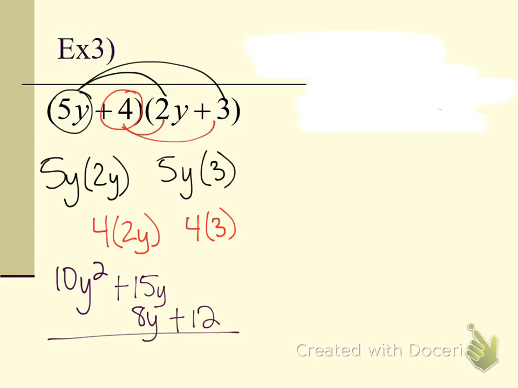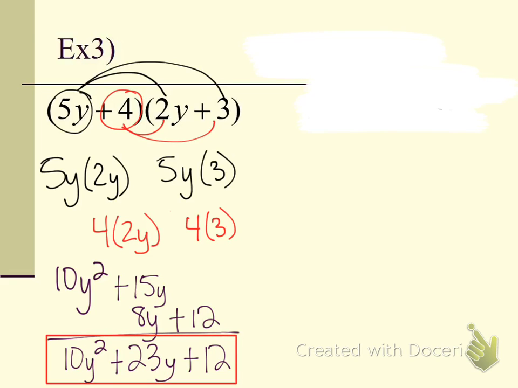All right, when we combine 10y squared plus 23y plus 12. Nothing else combines. We're in standard form. We've got our answer.